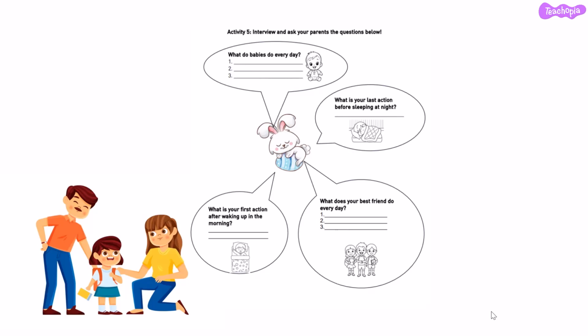Activity 5. Interview and ask your parents the questions below. This activity is supposed to help learners bond with their communities at home. Encourage learners to talk to their parents, their peers, elders in the family, and so on, and ask them the different questions placed in these dialog boxes. For example, let them talk to their parents about what babies do everywhere and find answers for these questions.